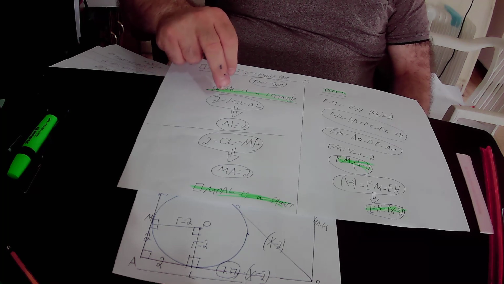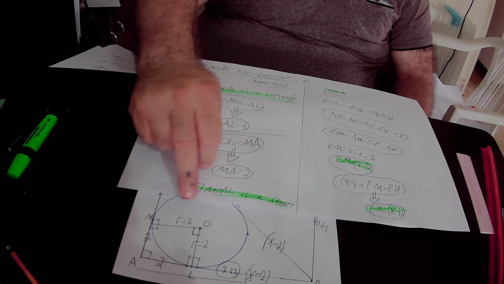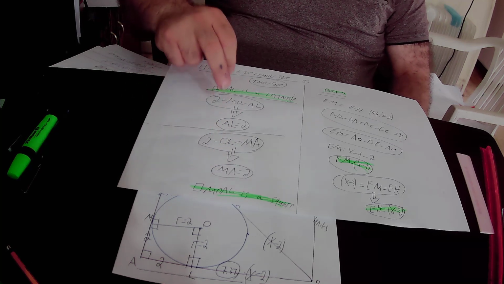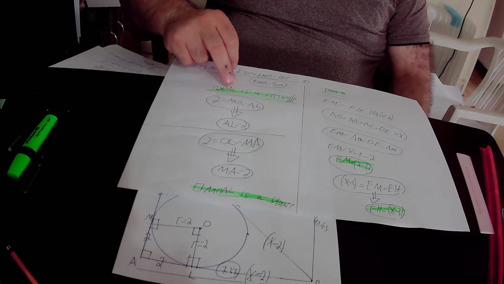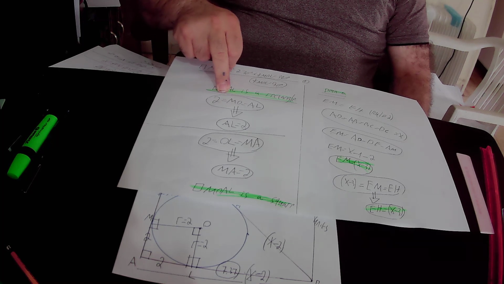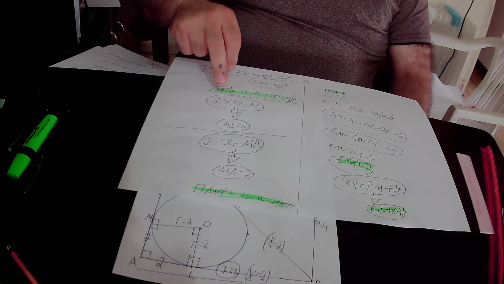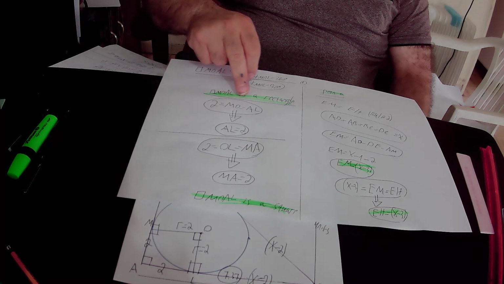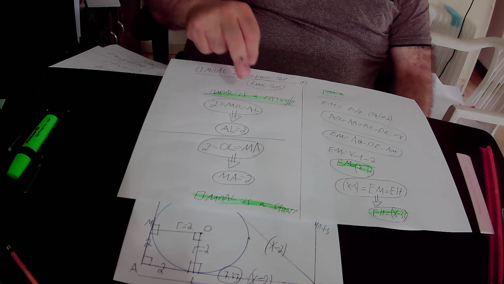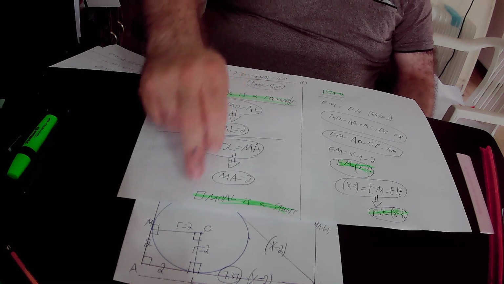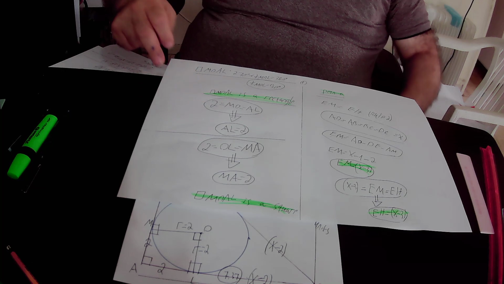Okay? But MO equals 2 units, because MO is the radius of this circle, which is equal to 2 units, according to what is given in the question. So from this equation, 2 equals MO equals AL, we derive that AL is also equal to 2 units.